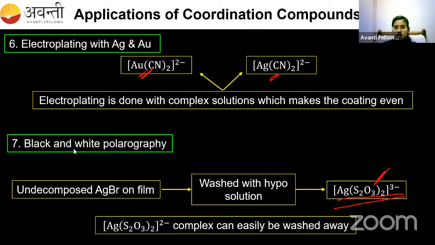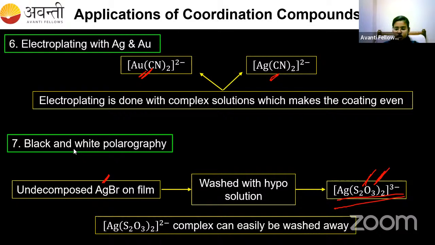So straight away this undecomposed AgBr cannot come out from the film. But once you form the Ag(S2O3)2 complex, that can be easily washed away. So to make the process easy, we are forming a coordination complex, silver with the thiosulfate solution.